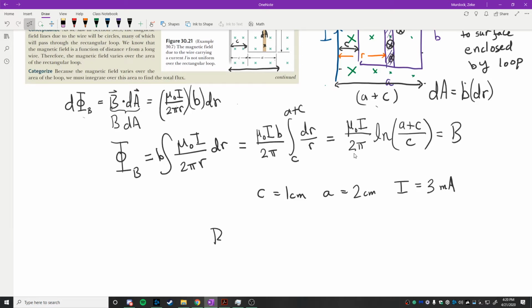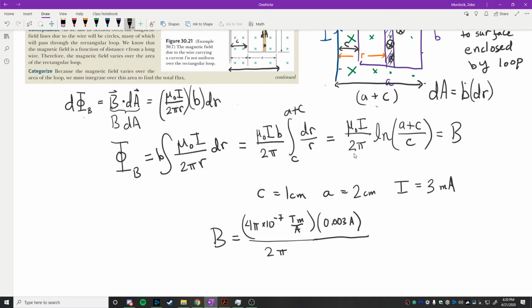So then the flux is going to be equal to mu naught. Mu naught is 4 pi times 10 to the negative 7 Tesla meter per amp. And then, I think that's the right equation, divided by 2 pi. And then times the current, which is 3 milliamps, so we'll have 0.003 amps. And then we've got the natural log part here. Is this Tesla meters squared?